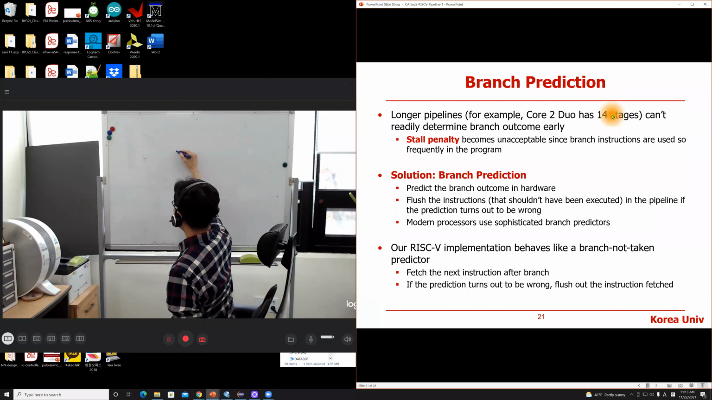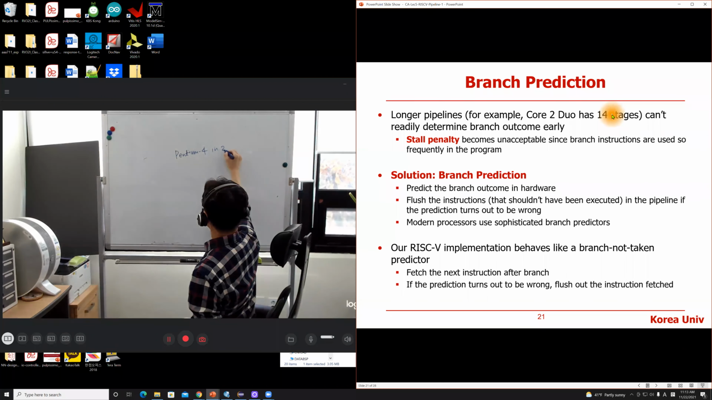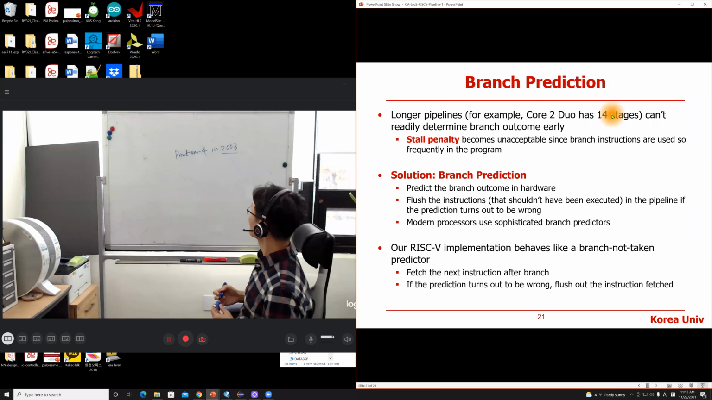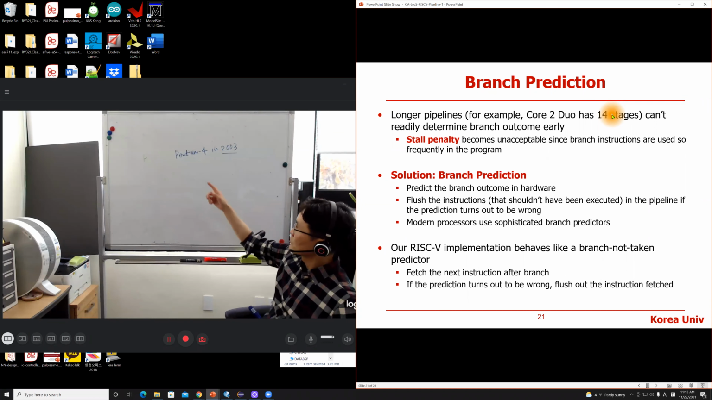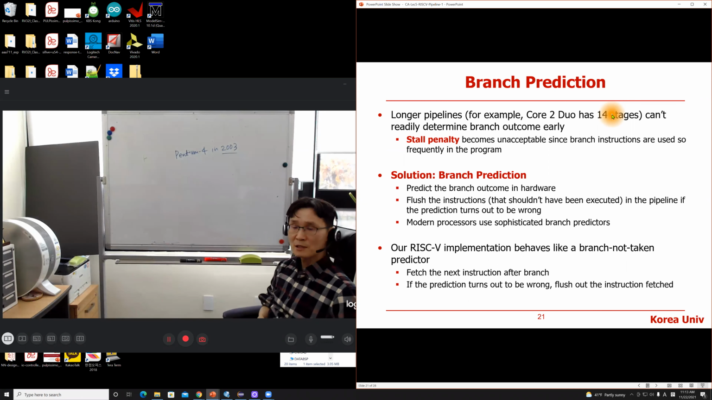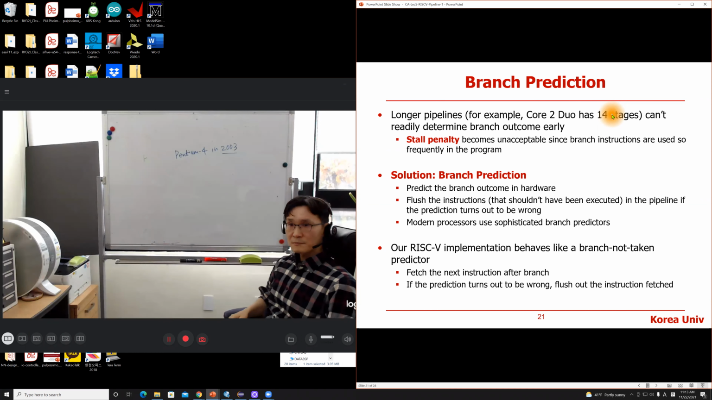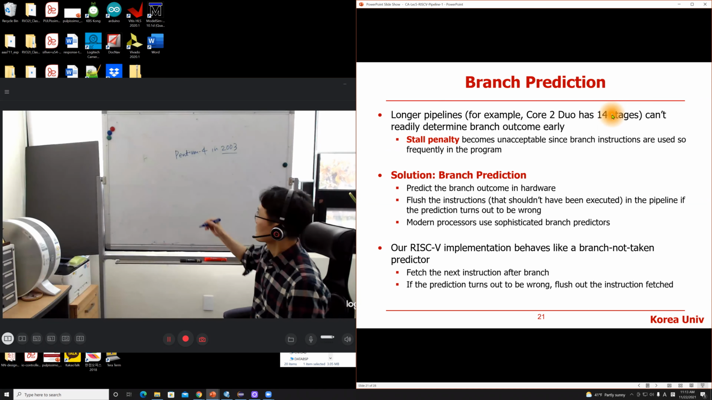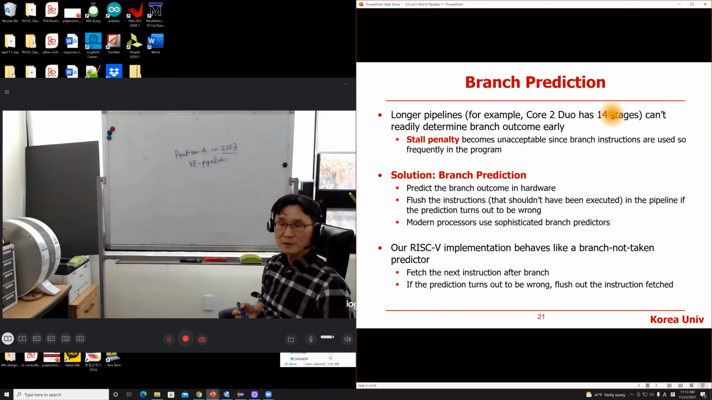And probably you don't know about the Pentium 4, around 2003, around that time, 18 years ago, right? You know how deep the pipeline is? How many stages does the Pentium 4 processor have? 38 pipeline stages. 38, very super deep, right?